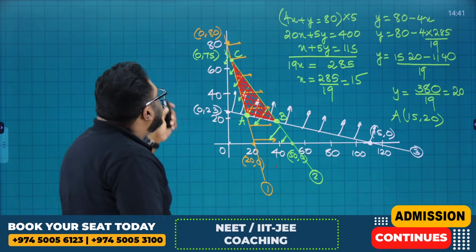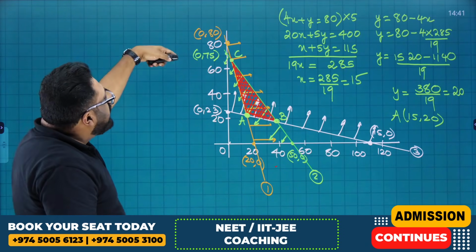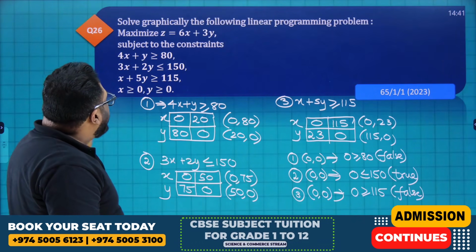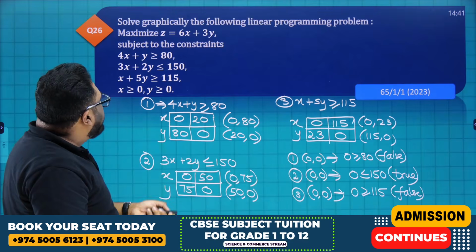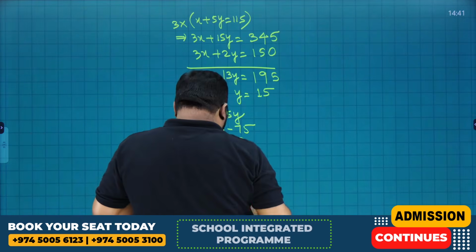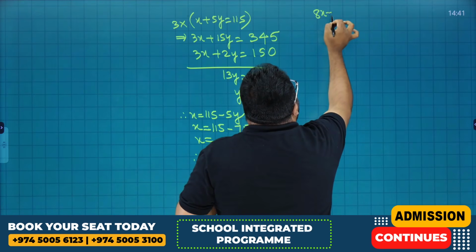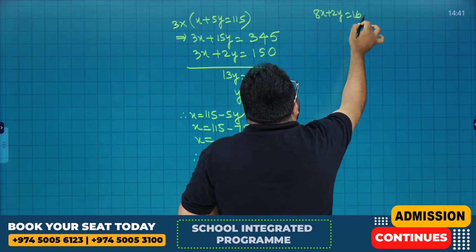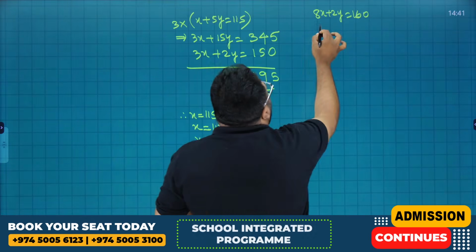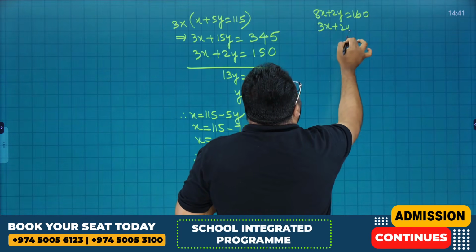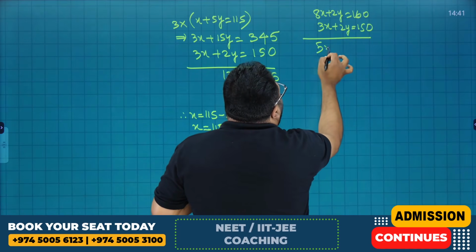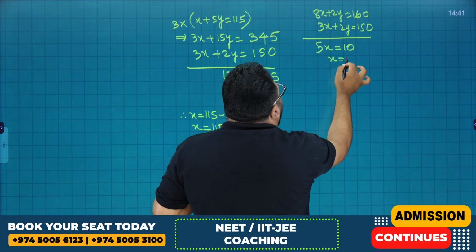Now I have to find out point C. Point C is the intersection of 1 and 2. So I'll take equation number 1, I'll multiply it with the 2. I will get the equation as 8x plus 2y is equal to 160. Equation number 2, 3x plus 2y is equal to 150. If you subtract it, you will get 5x is equal to 10, x is equal to 2.